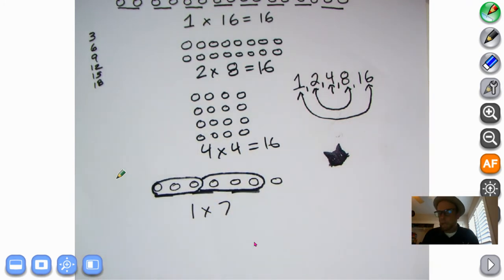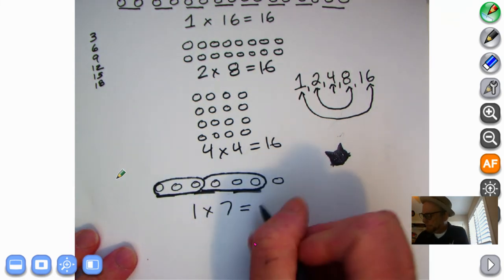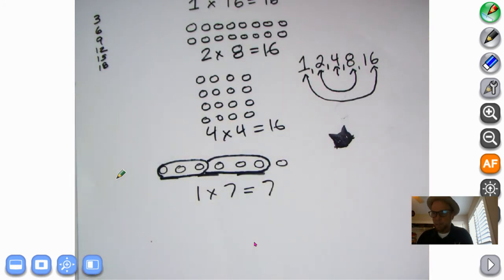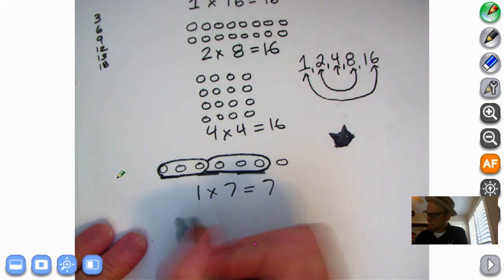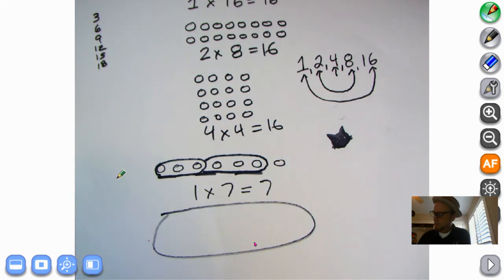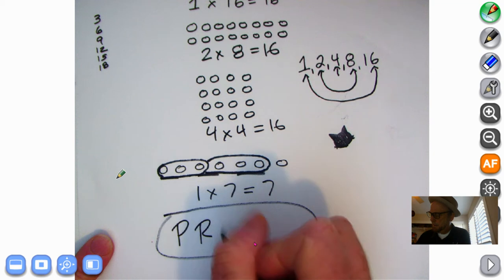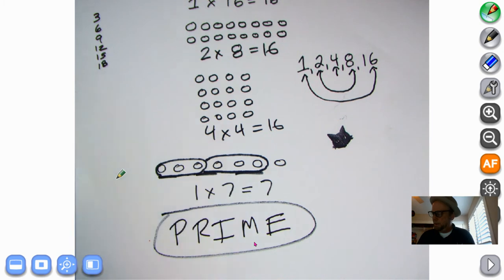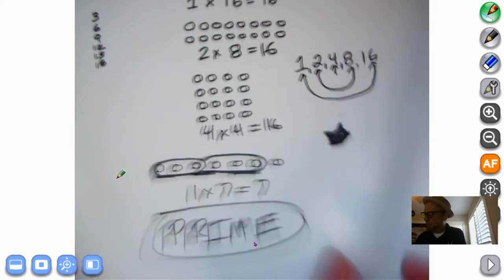So the number 7 only has 2 factors, 1 and 7. And this makes it a special number called a prime number. The thing about prime numbers is that the only factors they have are the number 1 and itself, so 7. Those are the only 2 factors they have. Nothing else, not more than 2. Let's take a look at another prime number.